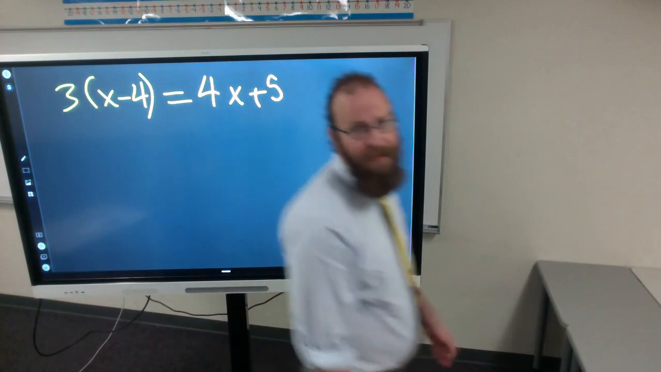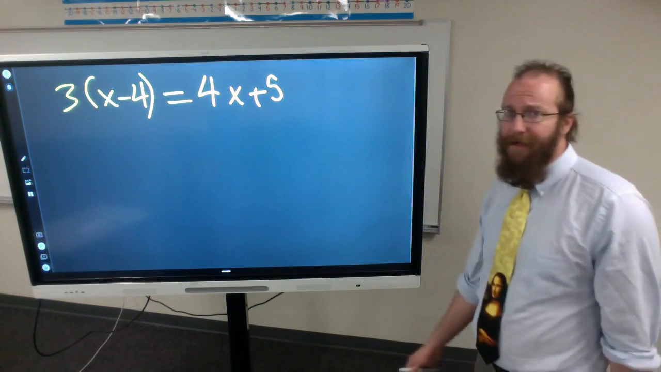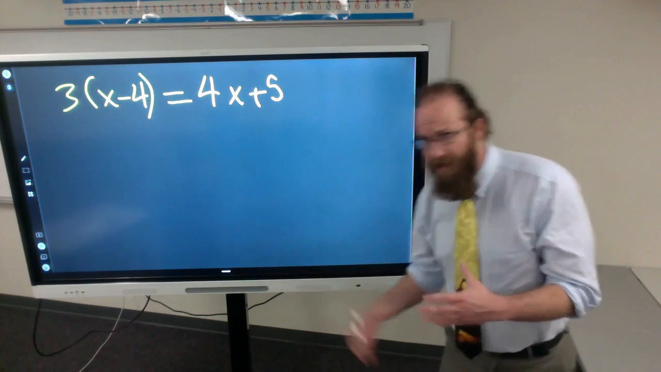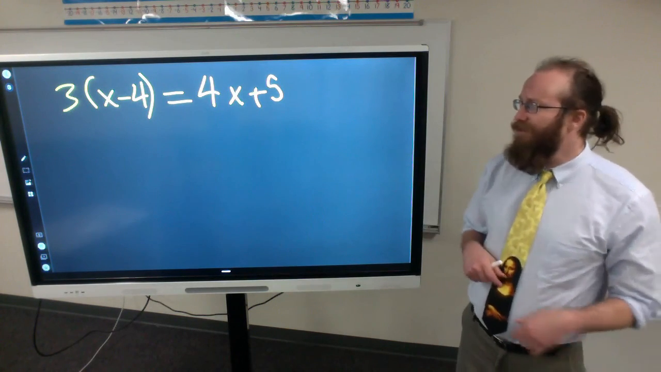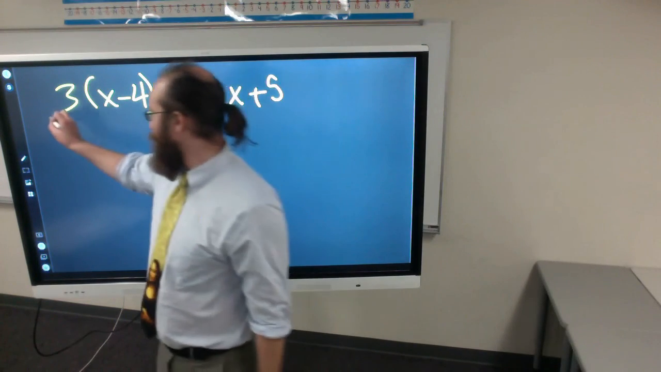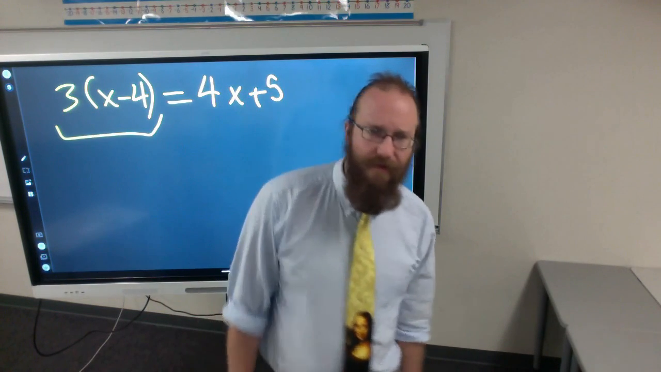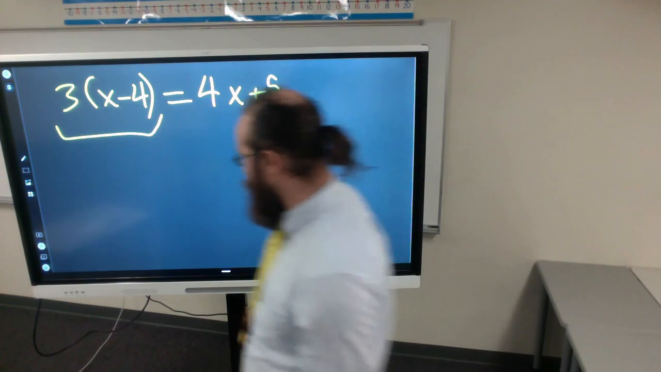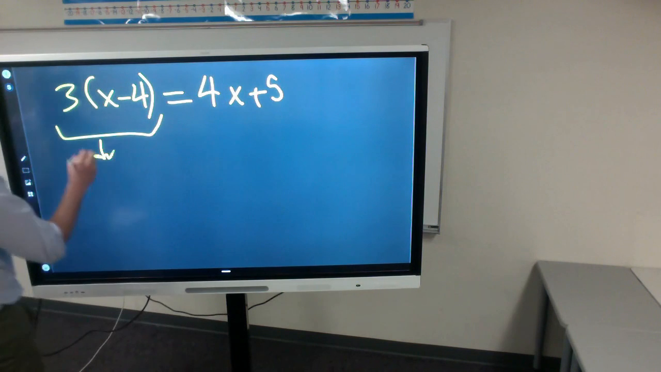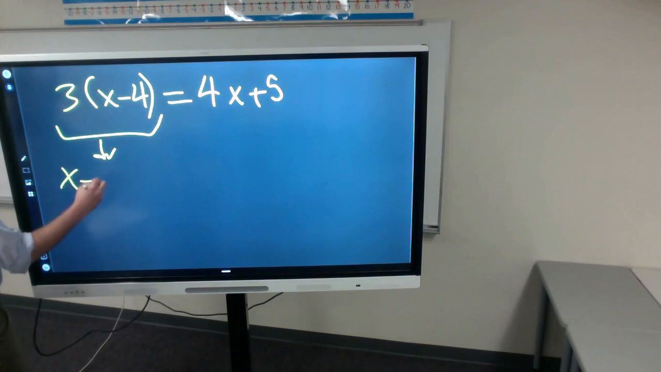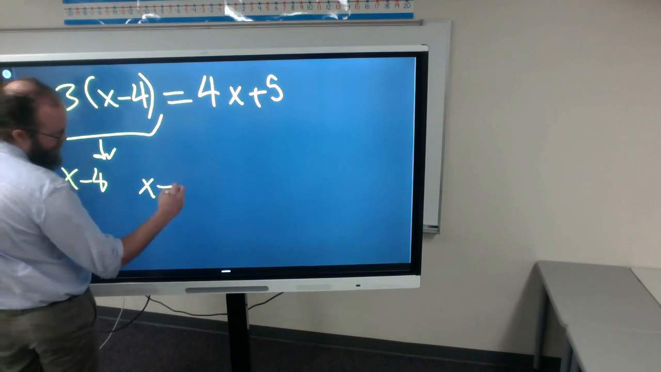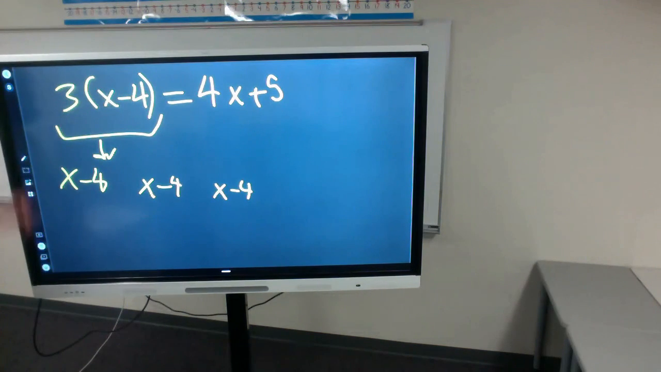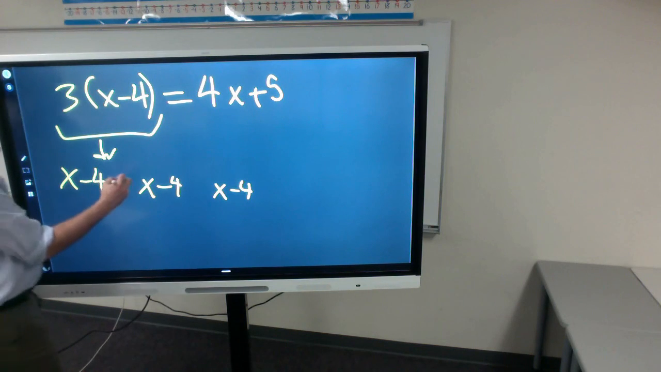Last but not least, I wanted to go over a couple of algebraic ideas. So, rule number 1 is you do the same thing to both sides. But in this first case, we have this weird distribution thing here, right? We have a 3 in front of a parentheses. And what that basically means is that we have 3 of whatever's inside the parentheses. So this means we have 3 x minus 4s, right? We have an x minus 4, an x minus 4, an x minus 4. We would add them all together, right?